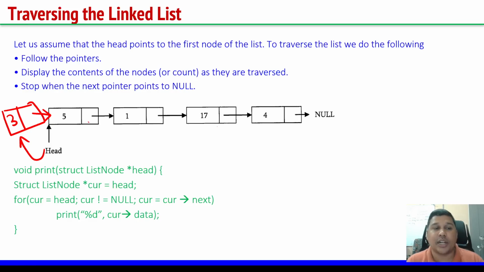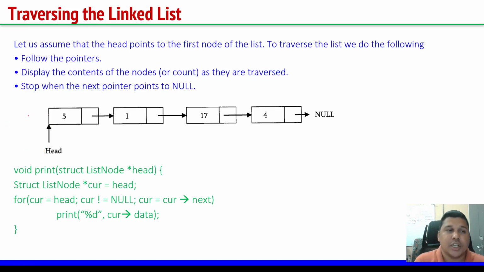How do we generally add a new element into the list? First you have to create a block like this, assign some value to that. Let this be temp or new node. This new node's next you point to head.